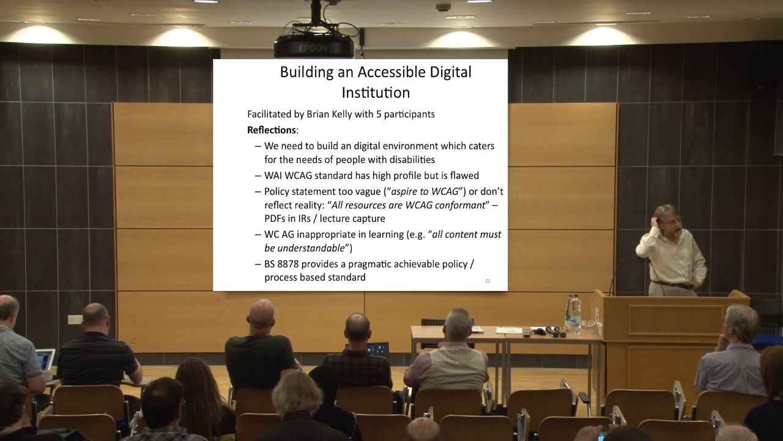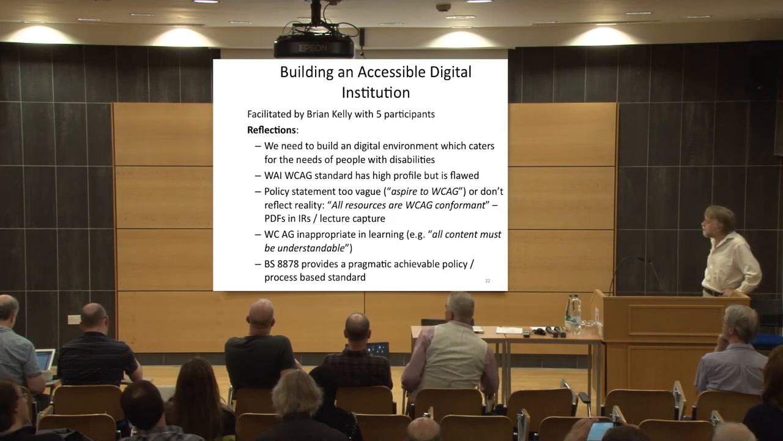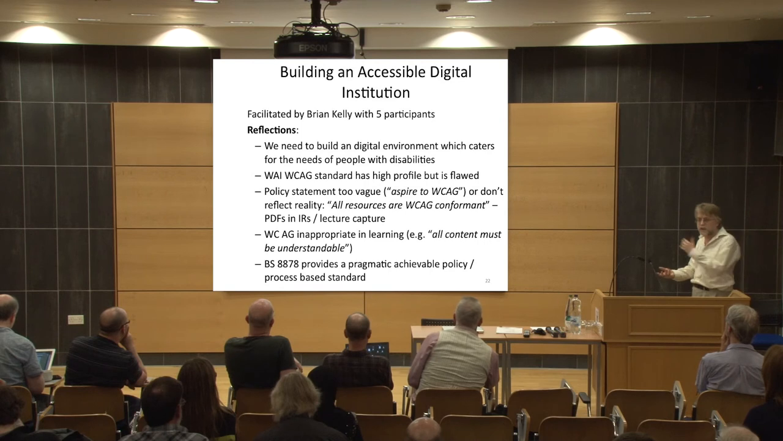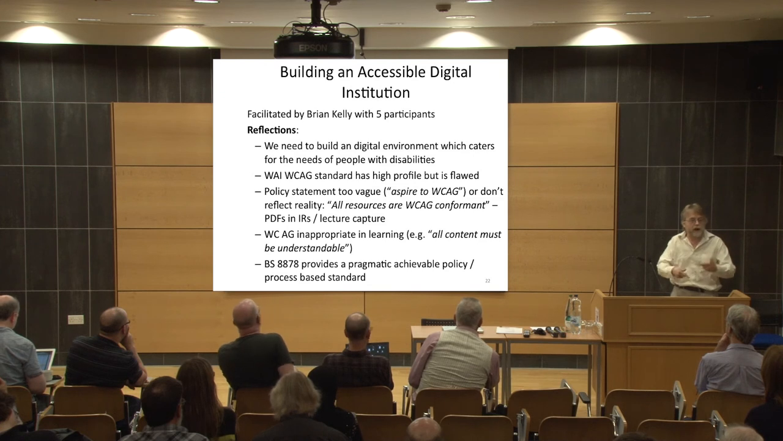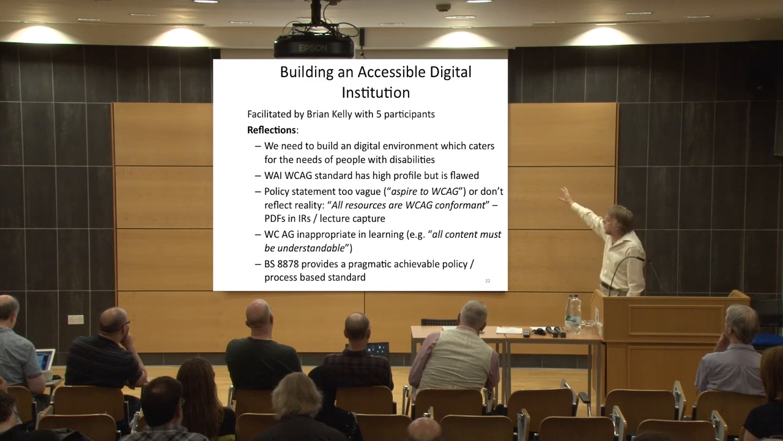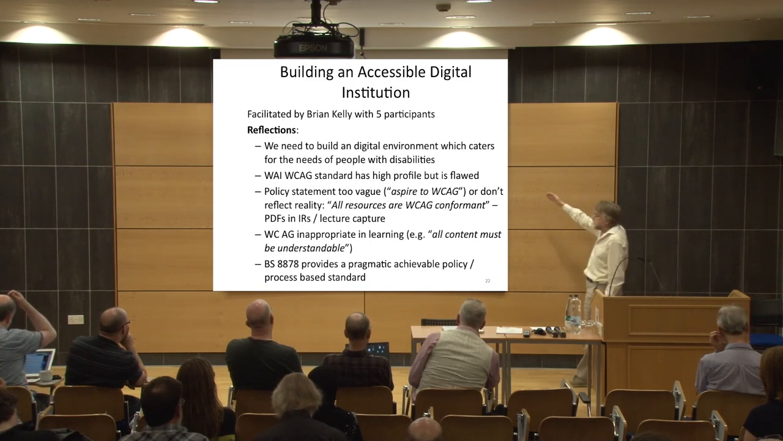But if you look across the sector at accessibility policies, you have vague policies: we will aspire to do WCAG, we'll aspire to be good people and do WCAG. Or they were very specific, but don't reflect reality: all university web pages will conform with WCAG AA. They're blunt statements like this, which don't reflect reality. So if you think about the PDFs in institutional repositories, the images won't have alt tags, the researchers won't do that. Or if you think about lecture capture, who's going to do all the annotations and captioning for those types of things? So there are problems with the vague, or the specific, which isn't actually implemented.